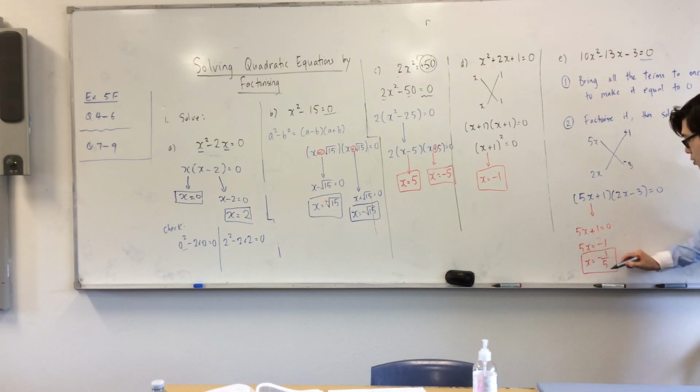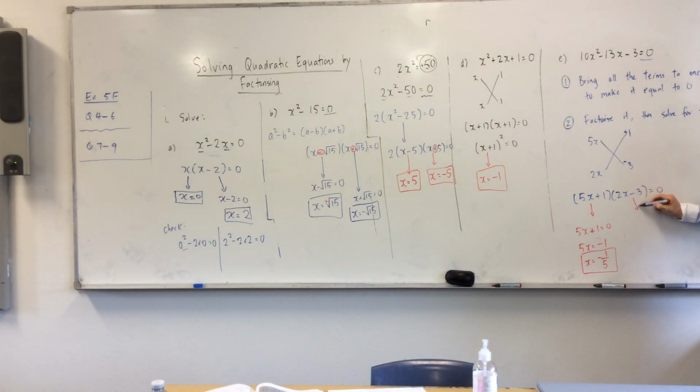So that's your first solution, and as you can see, it's a fraction, it's not a whole number, and that's fine. Do the same thing here, solve 2x minus 3 equals to 0. So 2x equals 3, x is equal to 3 over 2. So these two are your solutions to this quadratic equation.